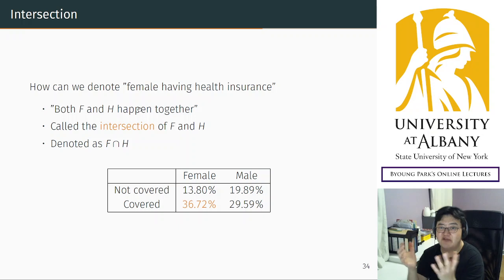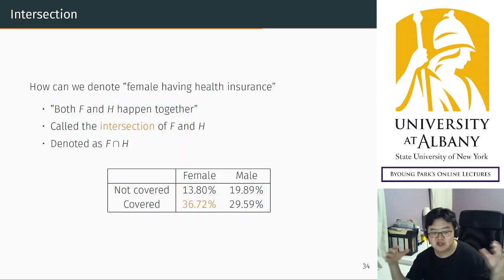Then this new event generated from the two original events is called the intersection of F and H, and denoted as F ∩ H. We call this F cap. Previously we called ∪ cup, but now it is cap. That's convention, or you may just call this F intersection H. Doesn't matter. In this case, the intersection is only this one. There is only one outcome which satisfies both conditions.